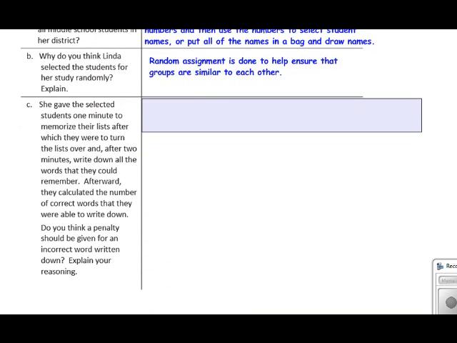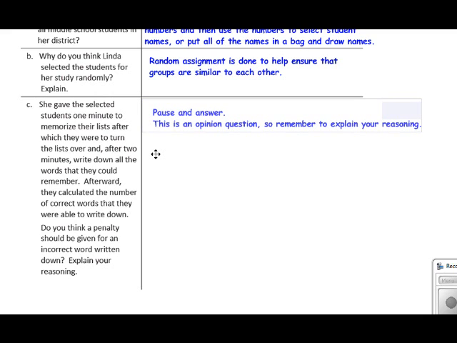Question C. She gave the selected students 1 minute to memorize their list, after which they were to turn the list over, and after 2 minutes, write down all of the words they could remember. Afterward, they calculated the number of correct words they were able to write down. Do you think a penalty should be given for an incorrect word written down? Explain your reasoning. Pause the video and answer this question. It is an opinion question, so remember to explain your reasoning.